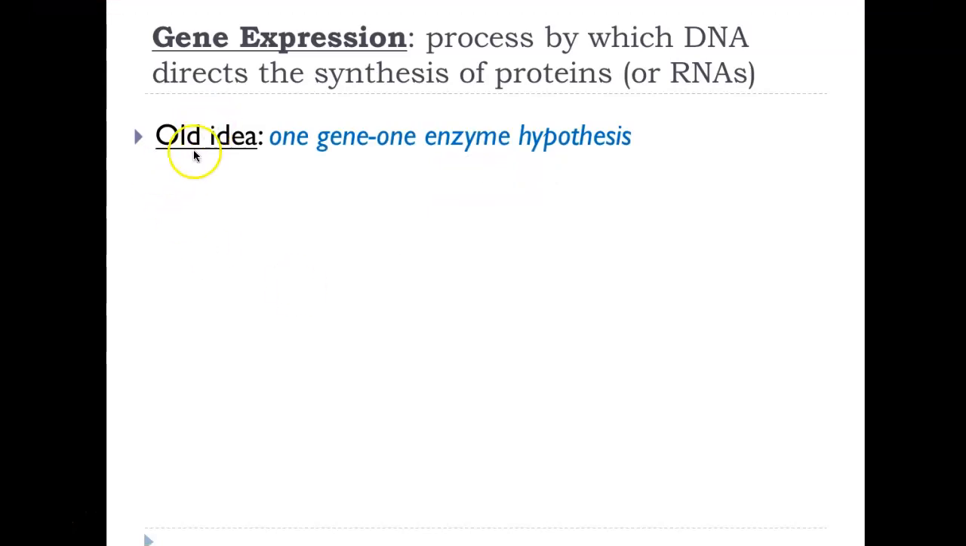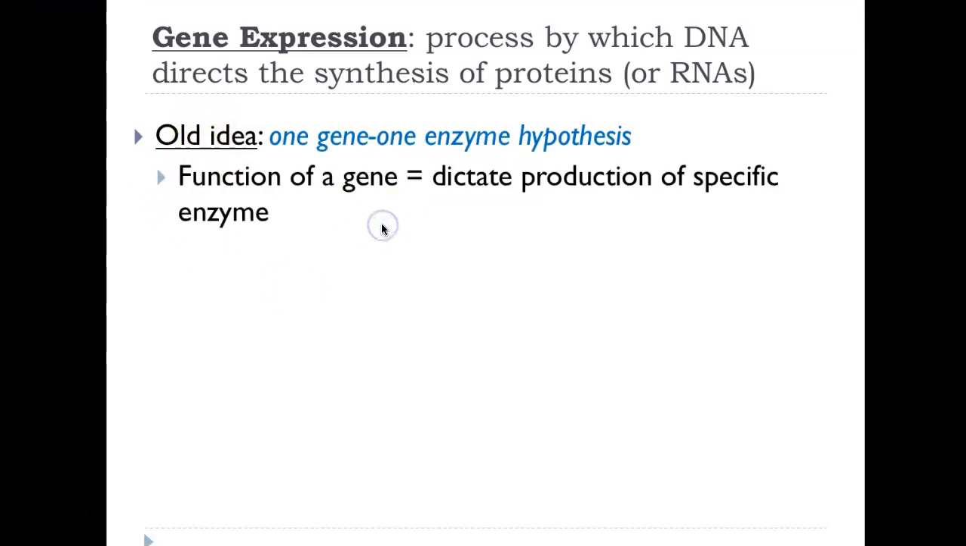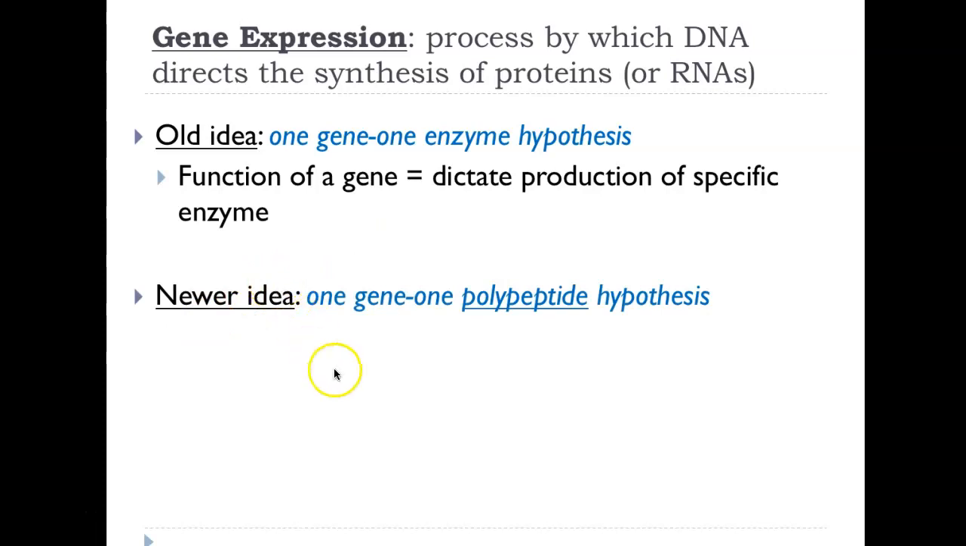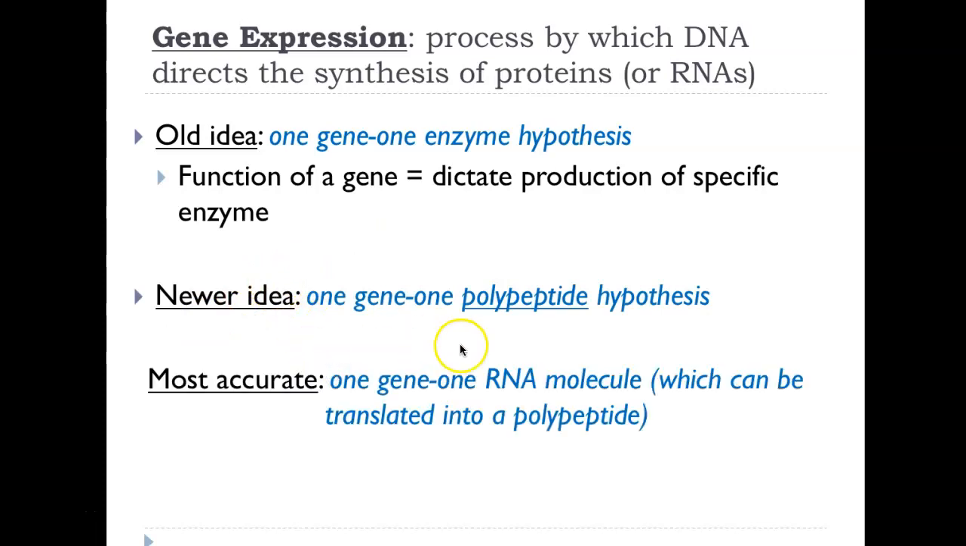Skip where it says old idea, skip newer idea, write down most accurate, because this is the one that's correct. So the idea is one gene codes for one RNA, which gets translated into one polypeptide. So one gene to one RNA to one polypeptide. Pause the video anytime you're still writing. I am going to move on.